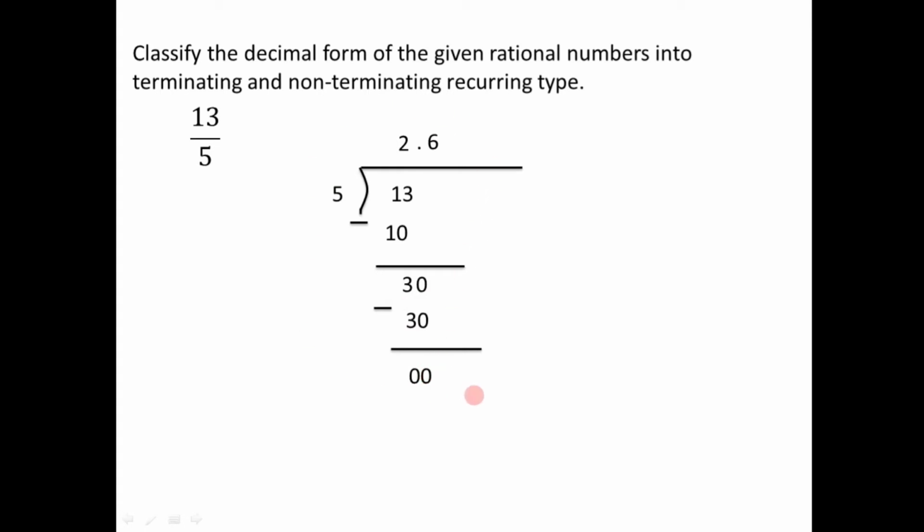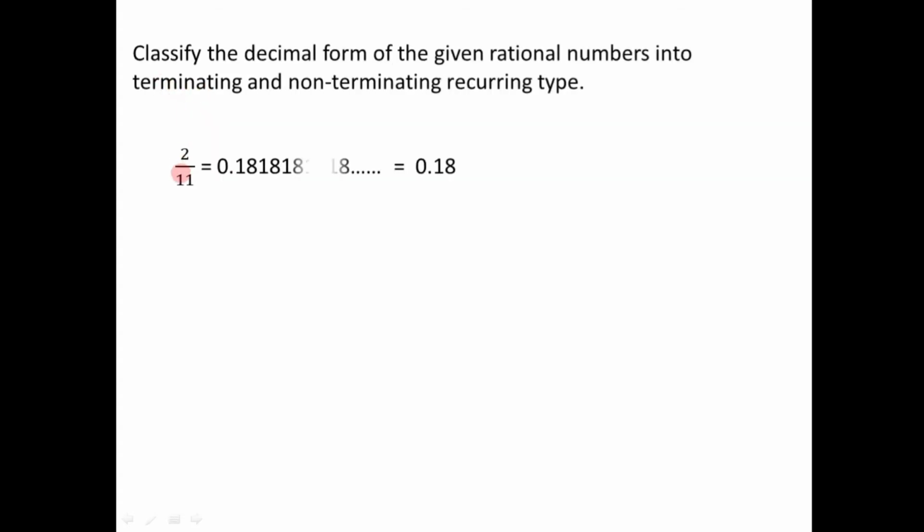As we can see in this example, in this division process we get the remainder 0. That means this division process ends here and we get the quotient 2.6. So 13 divided by 5 is equal to 2.6. This decimal form is of terminating type. Let us have another example, 2 divided by 11. If we divide 2 by 11, we get the answer 0.181818 and so on. So this division process never ends.